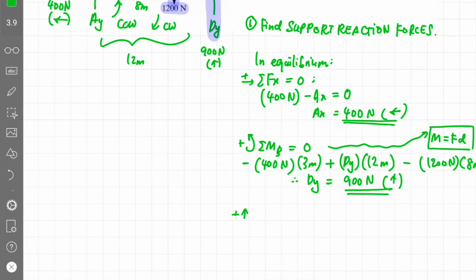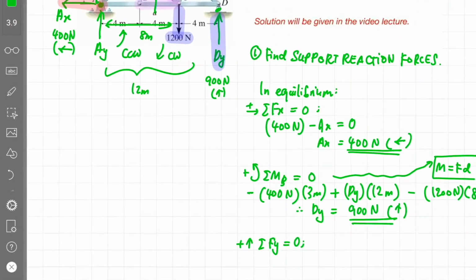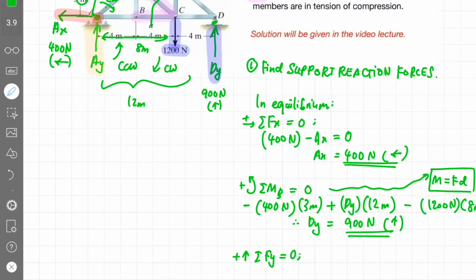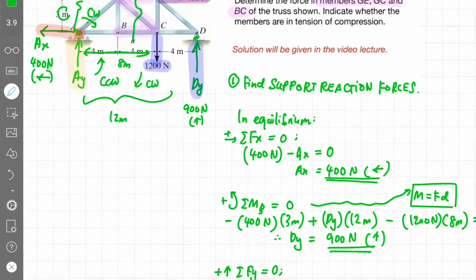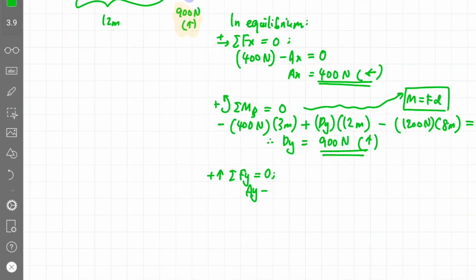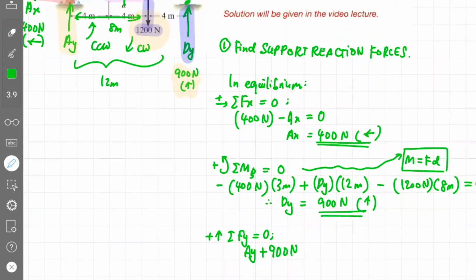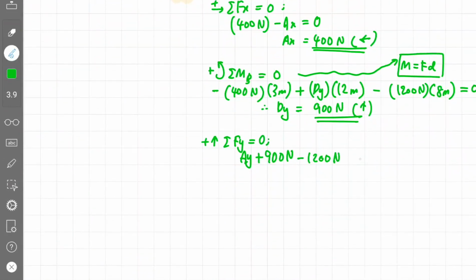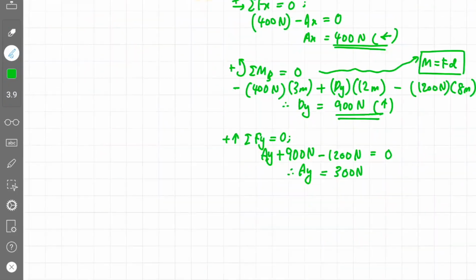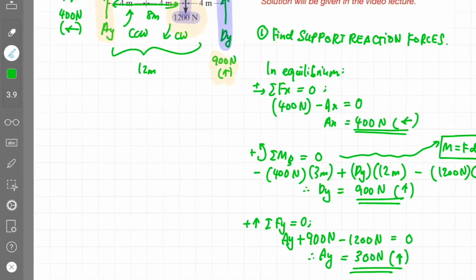So, the summation of all forces in y is equivalent to 0. There are two forces that exist in y, which is AY. It is positive because it's pointed upward. And DY, we already calculated earlier, which is 900 Newton. Okay, and also don't forget the 1,200 Newton pointed downward. So it will be negative because it's pointed downward. So all the expressions of this particular equation will sum to 0. And as there is only one unknown in this equation, we can easily solve for AY. It will become 300 Newton. And if it's positive, it means that our assumed direction is correct. It is pointed upward.